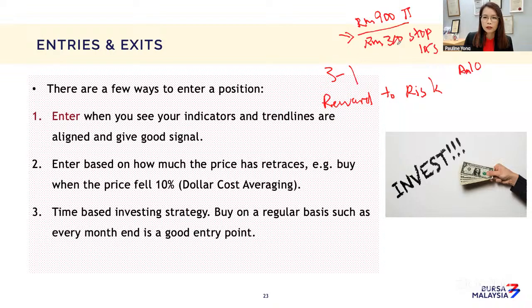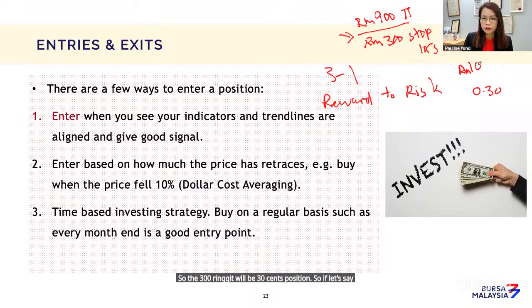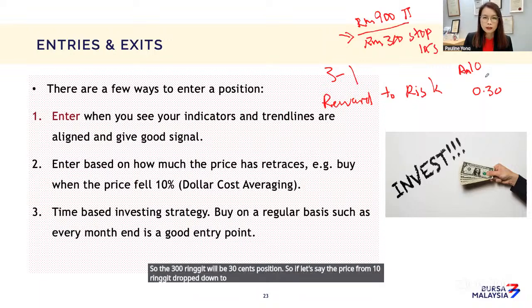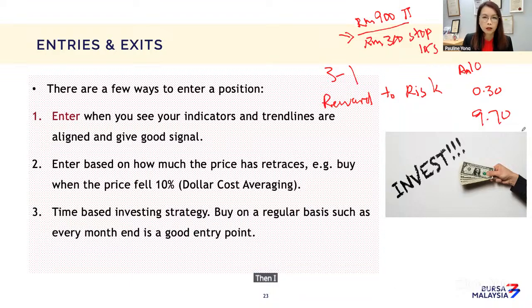So the 300 ringgit will be a 30 cents position. So if, let's say, the price drops from 10 ringgit by 30 cents, which means it's 9 ringgit and 70 cents, then I need to stop loss. I need to sell, and then I will realize a loss of 300 ringgit.